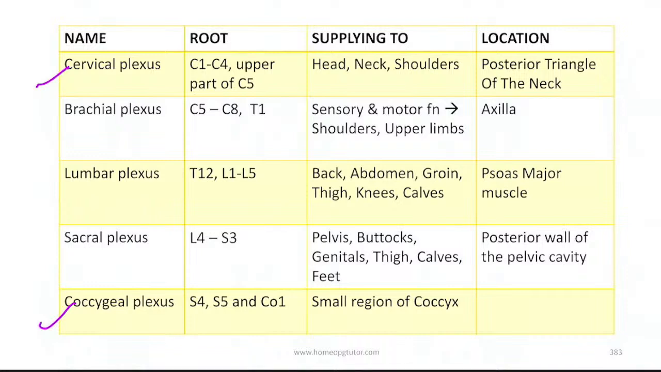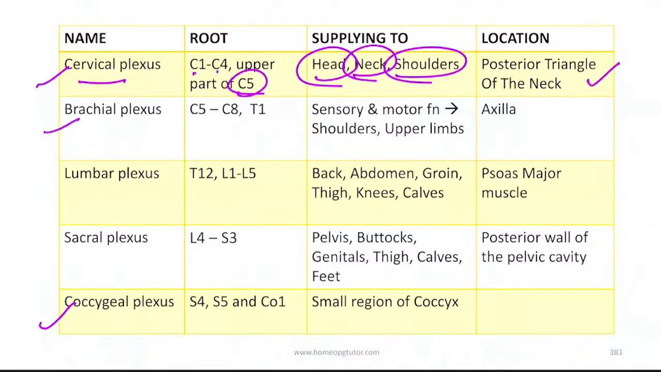What are the root values of the cervical plexus? We have C1 to C4, and the upper portion of C5 also takes part in the formation of the cervical plexus. We will see it later when we speak about the cervical plexus. It supplies majorly the head, neck and shoulders. It is present in the posterior triangle of the neck. These triangles and spaces we will deal with later.